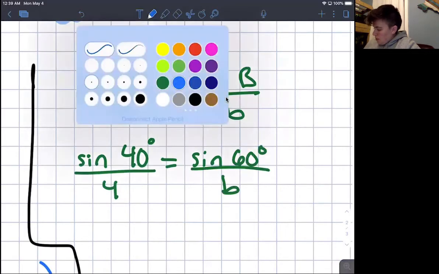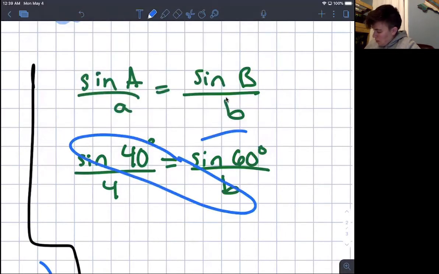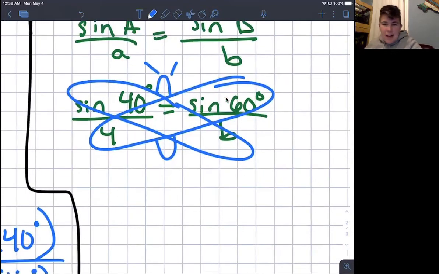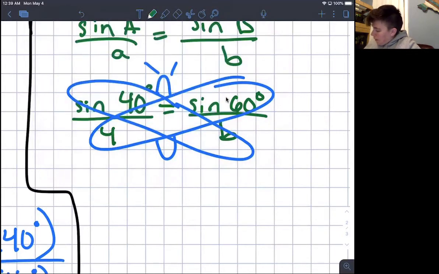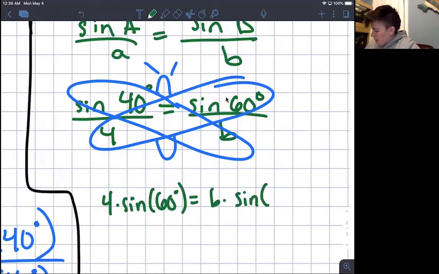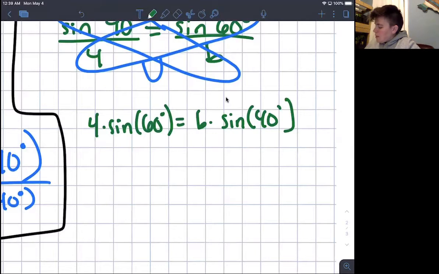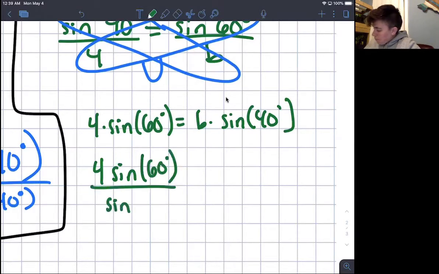We're going to do some cross multiplication here. I'm going to draw my little dragonfly, or butterfly, I'm not sure, whatever floats your boat. So I'm going to have 4 times the sine of 60 degrees equals b times the sine of 40 degrees. And then my exact answer is 4 times the sine of 60 degrees divided by the sine of 40 degrees is equal to b.